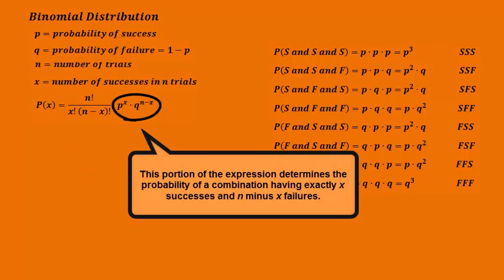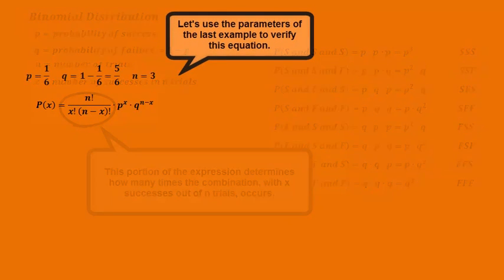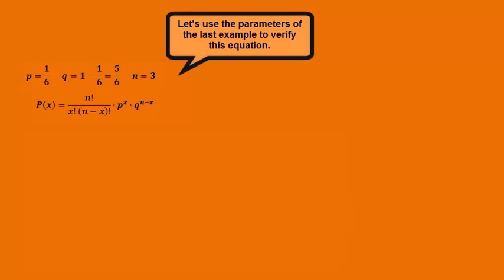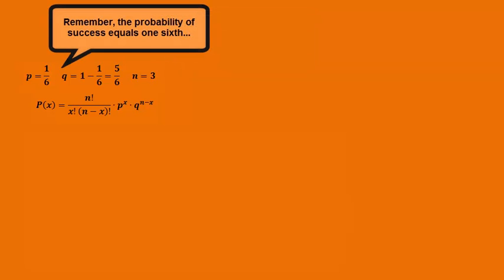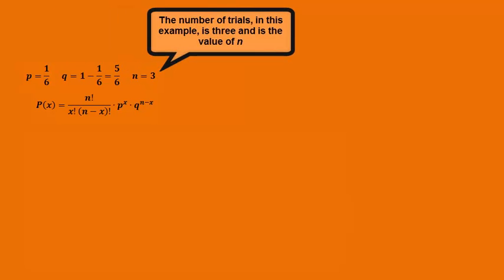This portion of the expression determines the probability of a combination having exactly X successes and n minus X failures. This portion of the expression determines how many times the combination with X successes out of n trials occurs. Let's use the parameters of the last example to verify this equation. Remember, the probability of success equals 1/6, and Q equals 1 minus P, or 5/6. The number of trials in this example is 3 and is the value of n.